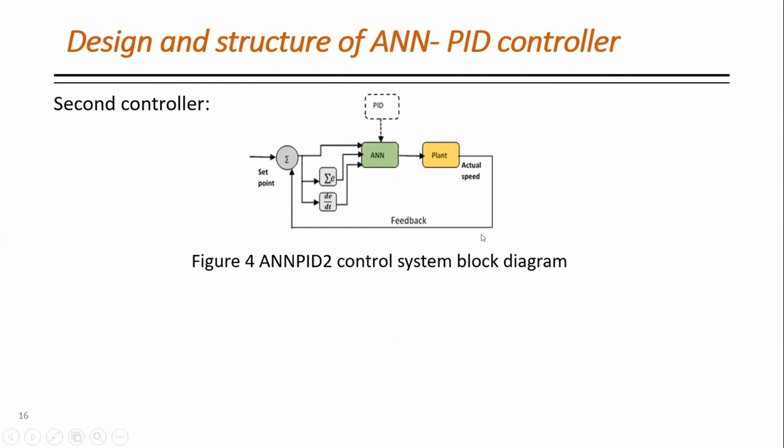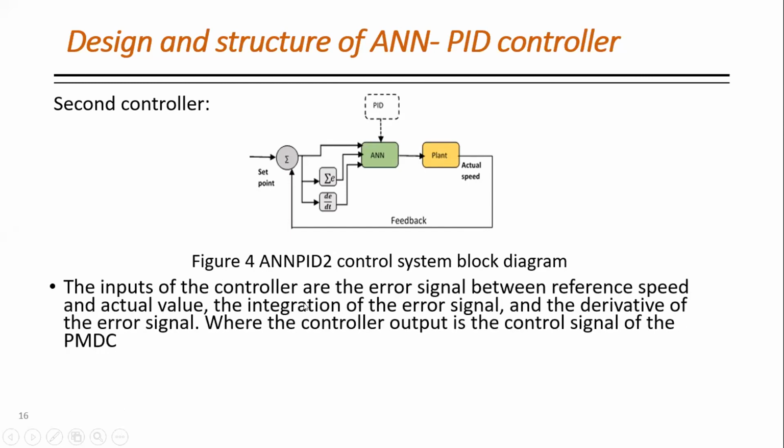Here the second controller mimics a PID controller. It's designed to generate a control signal that allows it to control the velocity of the BLDC motor. 3 inputs are fed into the controller to generate a single output. The structure of the ANN PID is depicted in this figure.